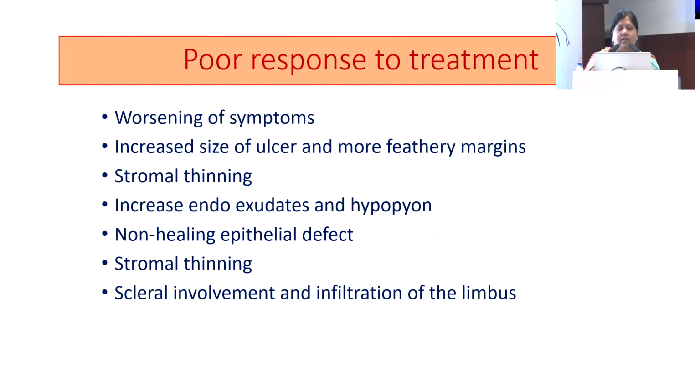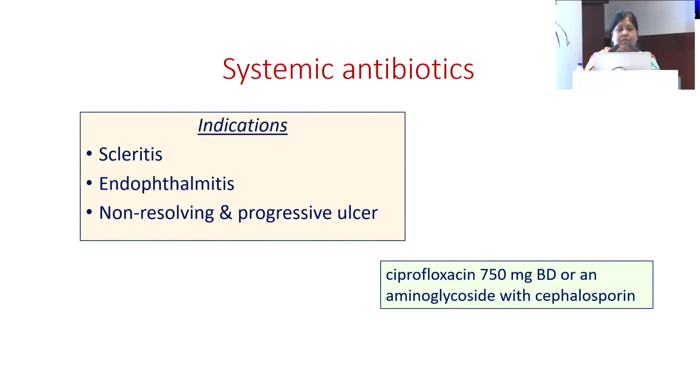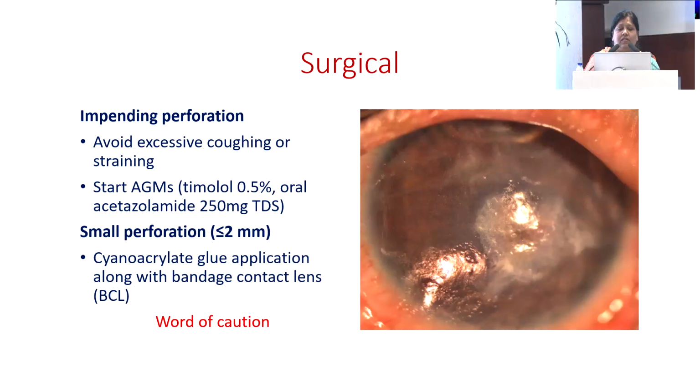With poor response, there is worsening of symptoms, increase in the size of the ulcer, more feathery margins, stromal thinning, increase in the exudates, hypopyon, and perforation. Scleral involvement can also happen. Systemic antibiotics are usually indicated in scleritis, endophthalmitis, and non-resolving and progressive ulcers. Fluoroquinolones are preferred because they have much better penetration in the eye as compared to other antibiotics. Other antibiotics are aminoglycosides or cephalosporins.